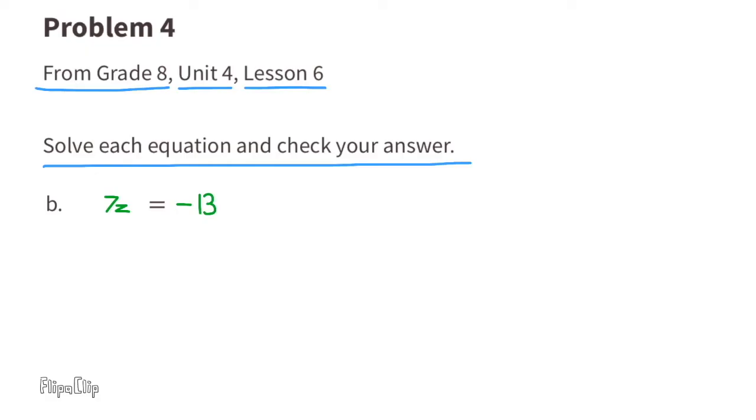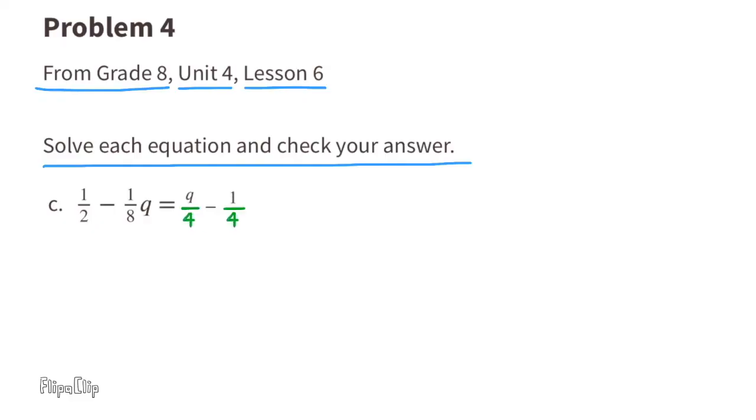Let's make the z just 1z by dividing both sides by 7. 7z divided by 7 equals 1z, and negative 13 divided by 7 equals negative 13 sevenths. Z equals negative 13 sevenths. You can check your answer by substituting the z with a negative 13 sevenths. C. Let's look at this term on the right, q minus 1 over 4.